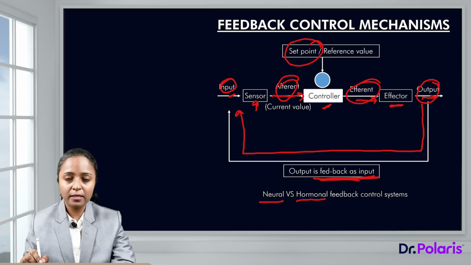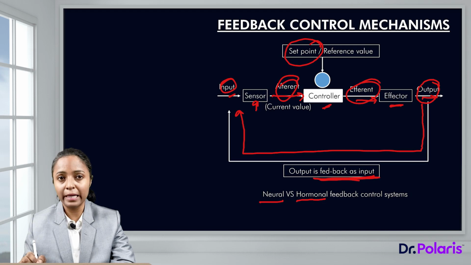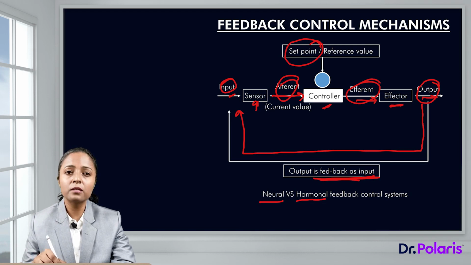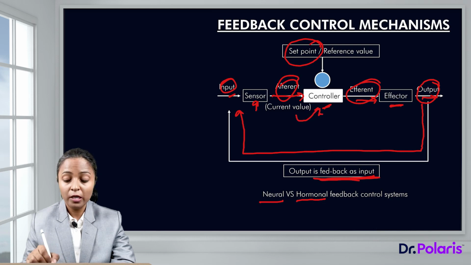So these control mechanisms can be either neural control mechanisms or hormonal mechanisms. And when both these systems are involved, it is a neurohumoral mechanism. So maybe the afferent is a nerve signal which is taking the information to the controller, which in turn is releasing some hormone.